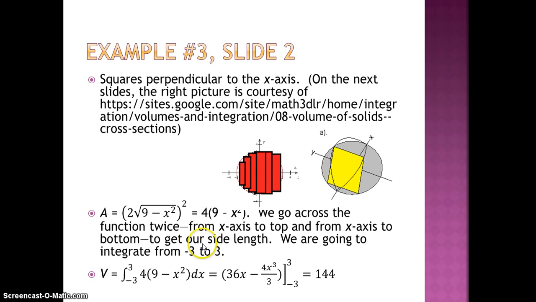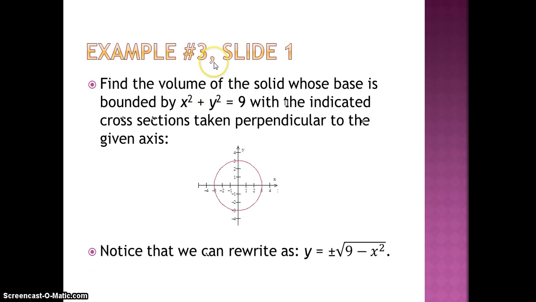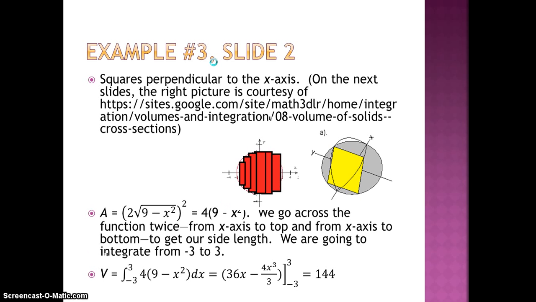We're going to integrate from negative 3 to 3 because those are the end x values of our circle. And when we do so, we go from negative 3 to 3, integrating 4 times 9 minus x squared, which I just worked out right here, dx. This is a simple one that we can find the antiderivative of.